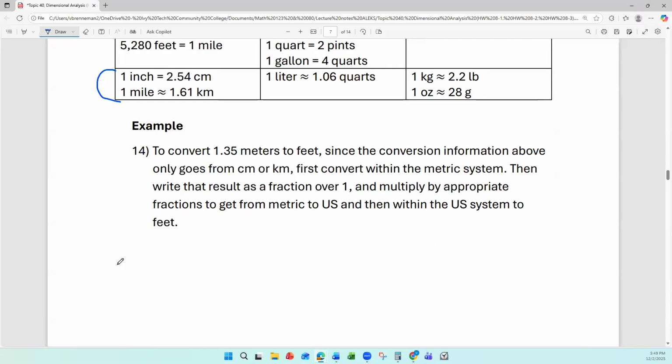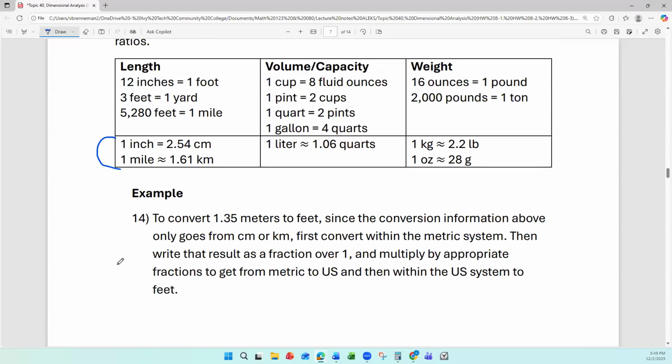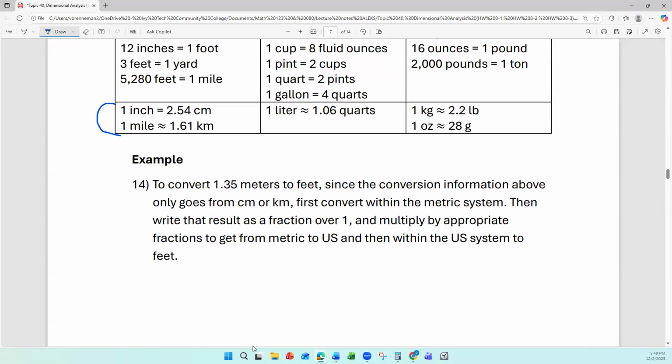So to convert 1.35 meters to feet, sometimes you'll have conversions within the US system or within the metric system at the beginning or end. For 1.35 meters to feet, we don't have meters, we have centimeters and kilometers in our conversion to the US system. So I can use a metric conversion process, the 1.35 meters. We have meters, decimeters, centimeters. The other direction, decameters, hectometers, kilometers.